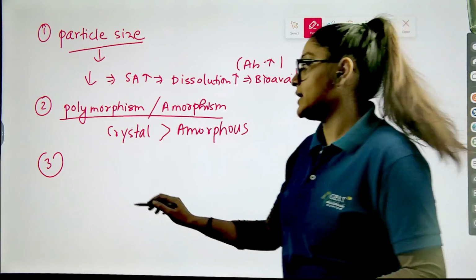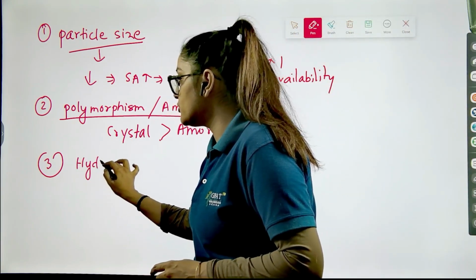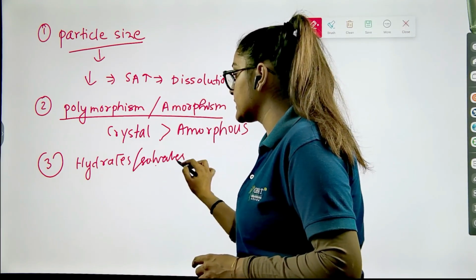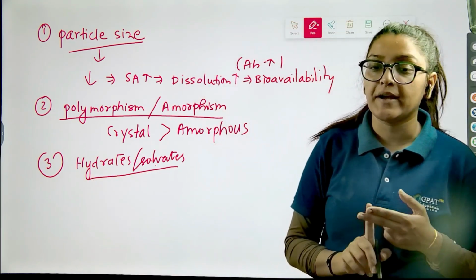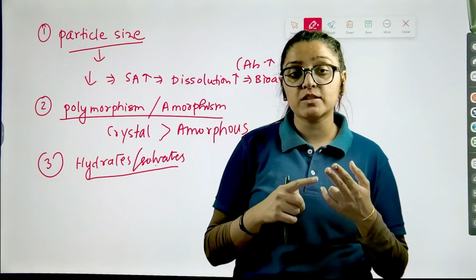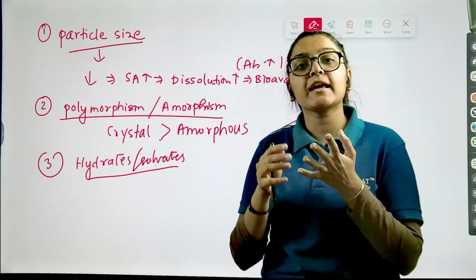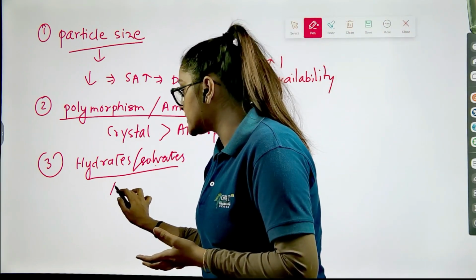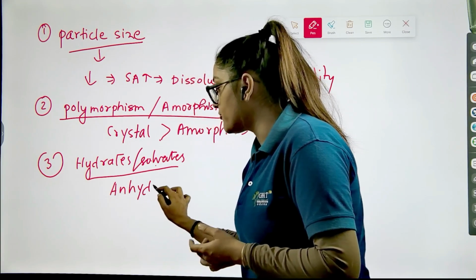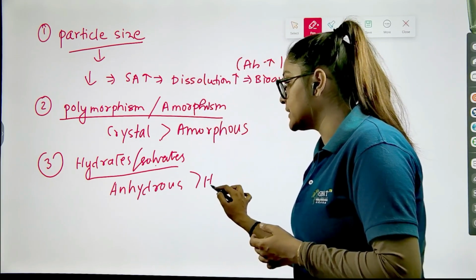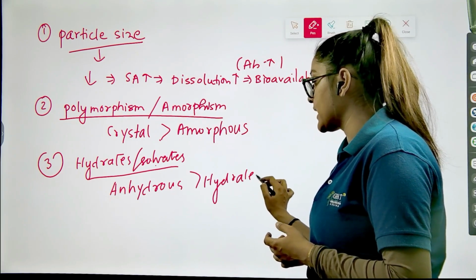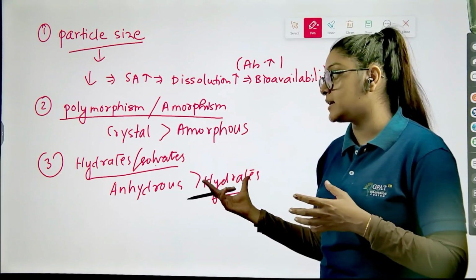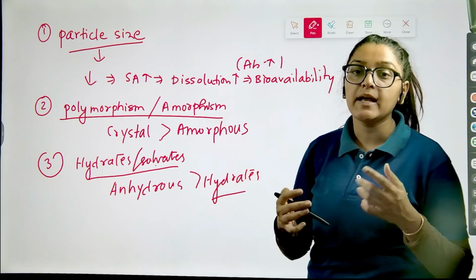Then, based on hydrates and solvates: in the case of hydrates, you can see they can form hydrogen bonds, which is a stronger interaction that can make them even less soluble than the anhydrous form. So based on solubility, your anhydrous form will be more soluble than the hydrates, because the stronger interactions make the hydrate less soluble, as it ultimately dissolves slowly.